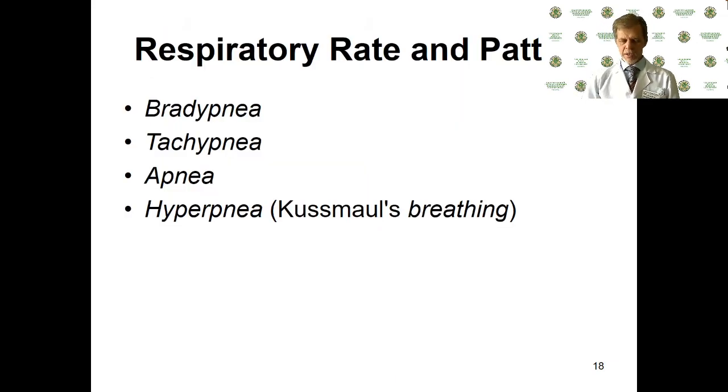Okay, what else can we assess? Next, we assess respiratory rate and pattern. So, what can we say about respiration? By the way, one tip. You know that respiration is something we can control. If you wish, we can stop breathing. If you wish, we can start breathing faster or deeper.